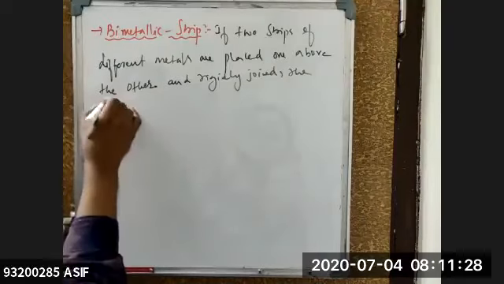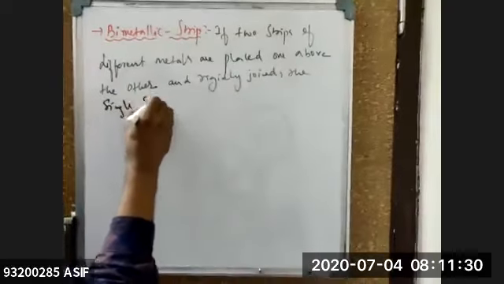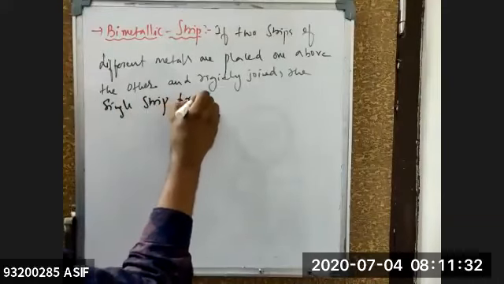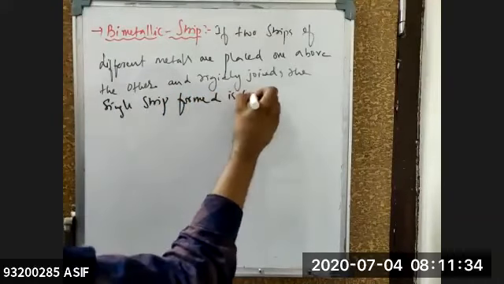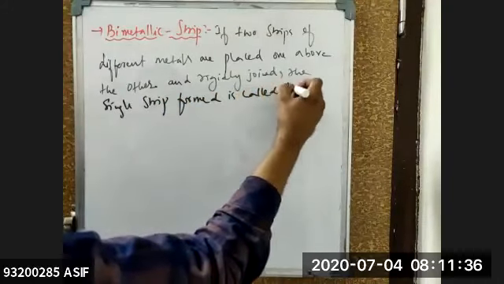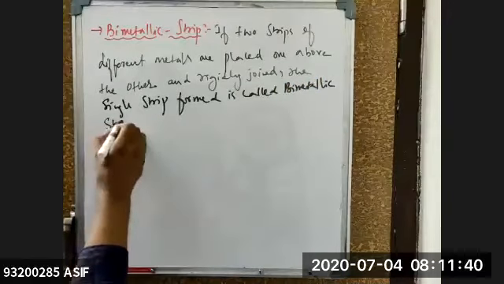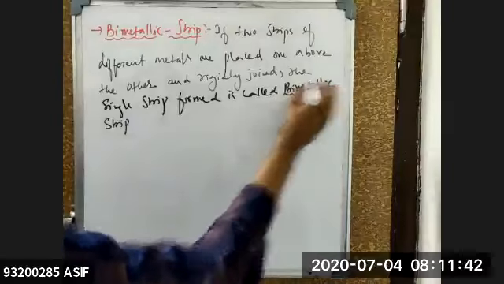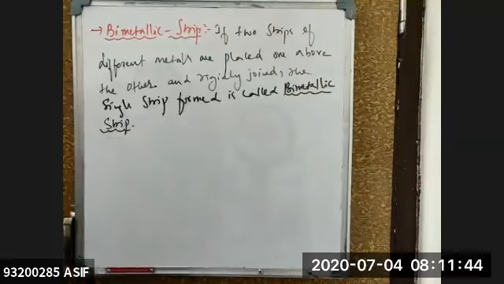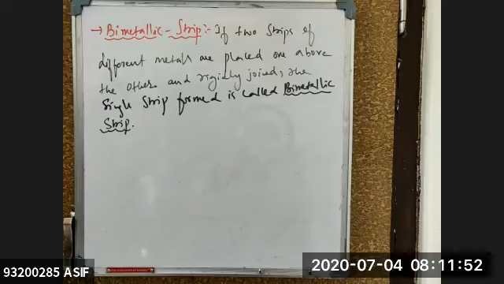the single strip formed is called a bimetallic strip. Is called what? Bimetallic strip. So what is a bimetallic strip? If two strips of different metals are placed one above the other and rigidly joined, the single strip formed is called a bimetallic strip.